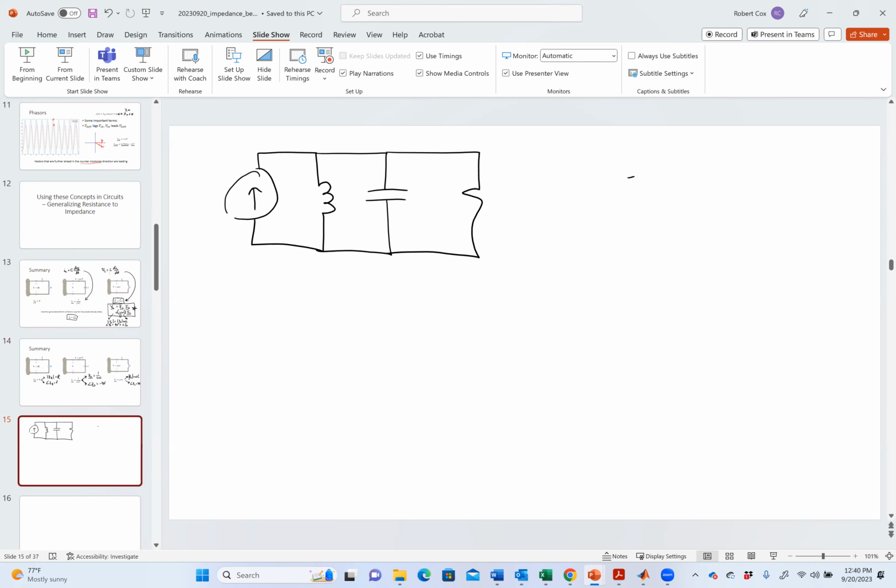So let's say I've got this circuit here where I've got an inductor, a capacitor and a resistor that are all in parallel with each other, right?